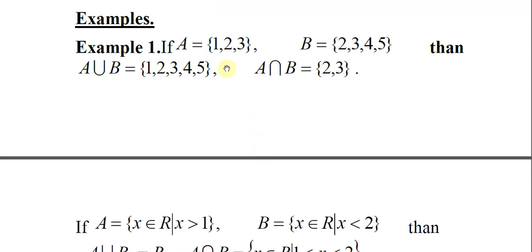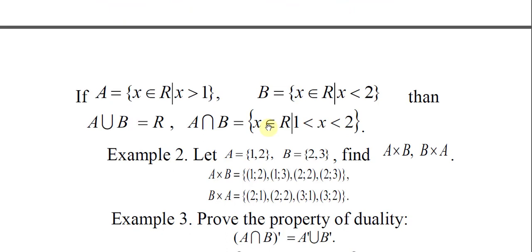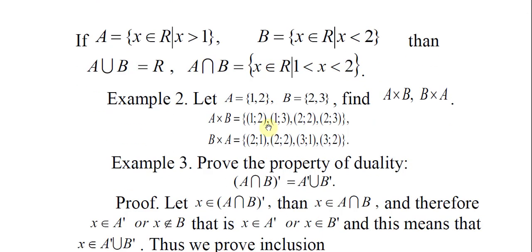If A is 1, 2, 3, B is 2, 3, 4, 5, then A union B is now 1, 2, 3, 4, 5. And intersection is just 2 and 3, the same elements. Next one. If A is the set of X belongs to the real numbers such that X greater than 1 and B is such kind of X which is less than 2, then find A union B.